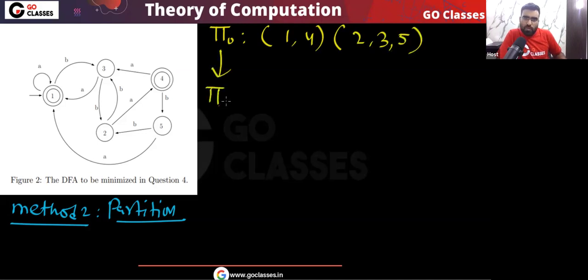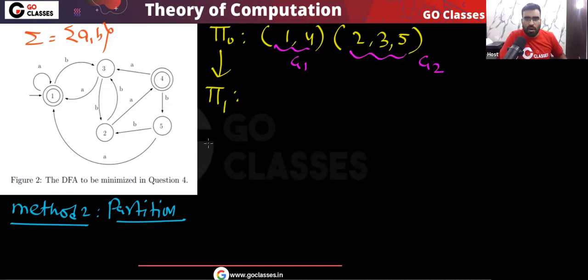From pi 0, we will go to pi 1. Now tell me quickly, 1, 4, on symbol A, where are they going? Your sigma is A comma B. You just have to check the sigma. Let's call 1, 4 group number 1, and 2, 3, 5 group number 2. 1, 4 on A are going to different groups: 1 on A going to group 1, 4 on A going to group 2. So they will be separated in pi 1. Do you agree?